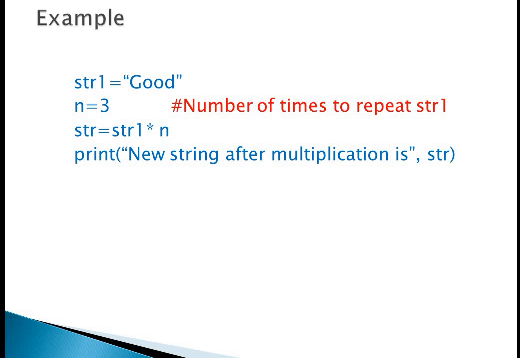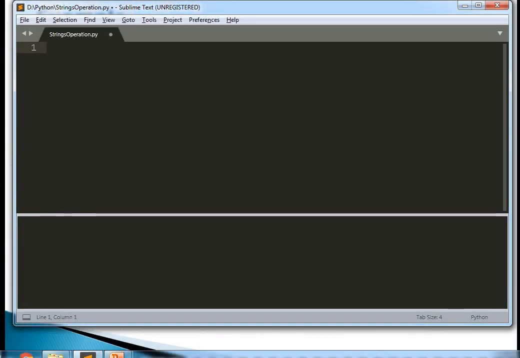We will check it with the help of the Sublime Text Editor. So create a string variable str1, assign some value to it, good. Mention the number of times you want to repeat it, say 3. The new string variable str is going to hold 3 repetitions of text. Which is the text? Good. And this text is held by str1 into the number of times you want to repeat. At this moment, good, good, good is generated and it is stored in str.